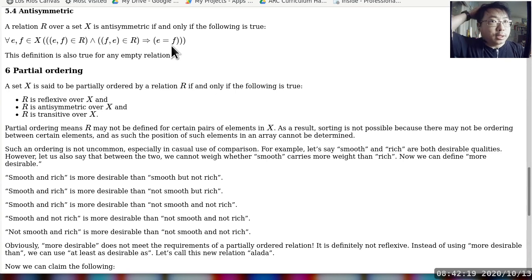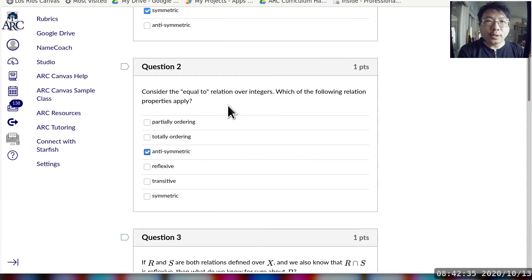You cannot, because in this specific case, R itself is the equal to relation. So if E equals F and F equals E, it goes without saying that E and F are the same. So in this case, it is anti-symmetric. Now we look at reflexive. In other words, we're asking, if we look at any integer, does it equal itself? The answer is yes, it does equal itself.